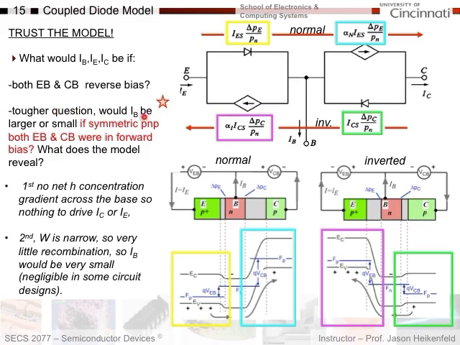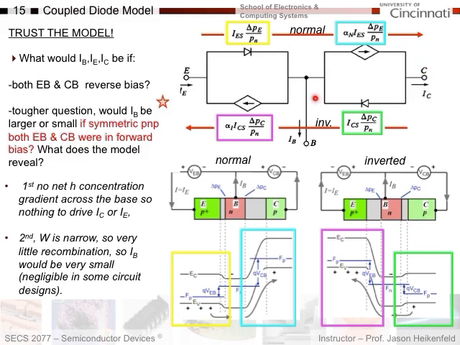Here's a tougher question. Let's think about this. What would my base current be, large or small, if I had symmetric doping, meaning the doping on both sides was the same for the emitter base, and I forward biased both the emitter base and the collector base? So let's assume that reverse saturation currents are all similar. My current transfer ratios are similar as well because I doped the emitter and the collector the same. And I decide to forward bias this side and forward bias this side. What's the model tell you?